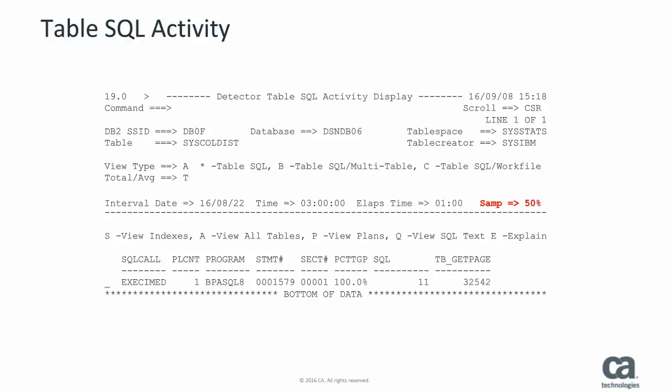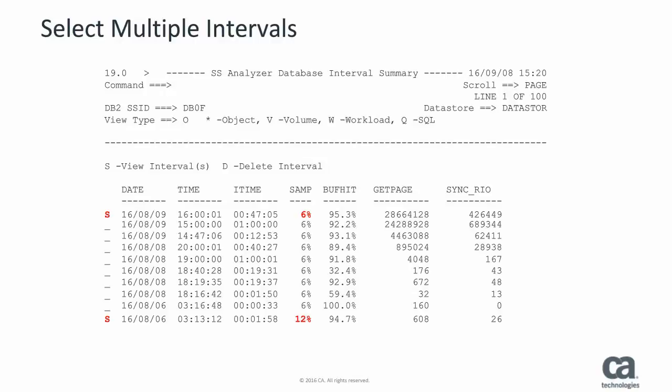Press F3 4 times to return to the historical Datastore display, and then select a Datastore. You can select multiple intervals in the database interval summary to view aggregated data. Notice that two different sampling rates are shown in the SAMP column. Type S in the line command field for the first and 10th intervals and press Enter. All 10 intervals are then selected and the next display appears.